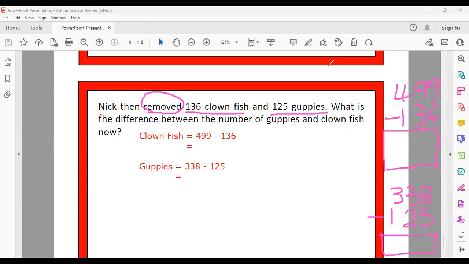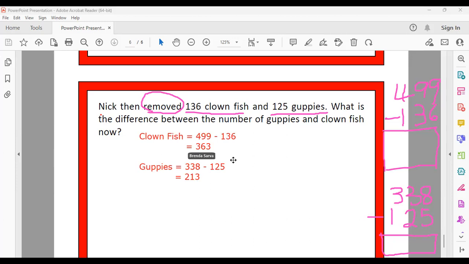Durgesh, something wrong with your answer. Clownfish, 363. Guppies, 213. Very good. If you got 363, okay, earlier I saw 303. Okay, good. So you see now, you have found how many clownfish and how many guppies. So clownfish is 363, correct? And guppies were 213. Good. You got this already, right?